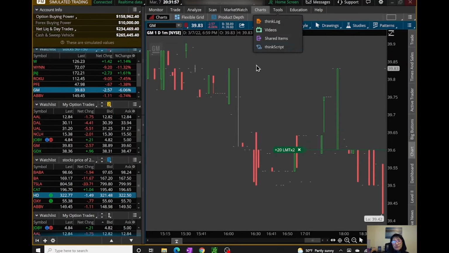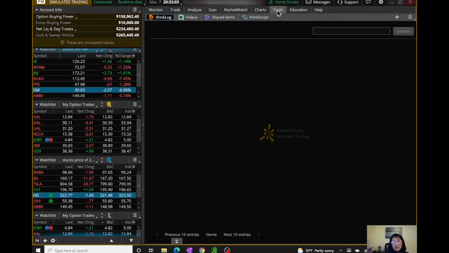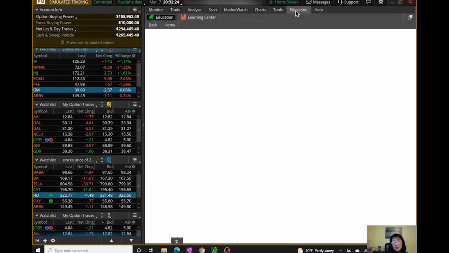Now, the Tools. Okay, we'll click on the Tools, and there are so many things that you could do in this tool section. You could look at Think Log or videos or Share Items or thinkScript. I don't use a whole lot of that. And you could just log on, click on Education, and there are videos that you could watch, right? It's kind of slow loading on here.